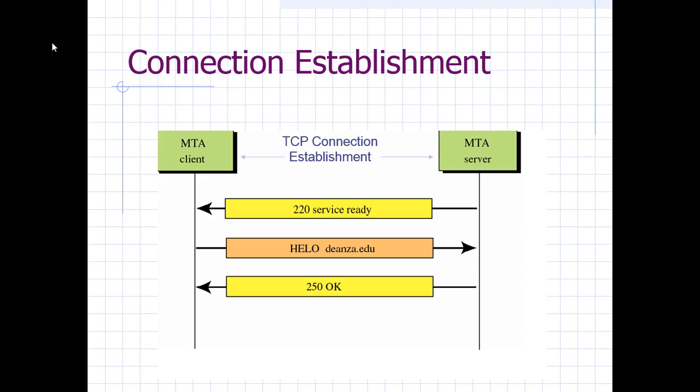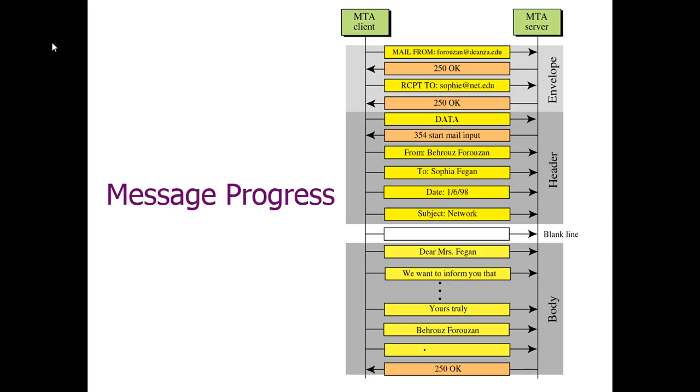The MTA server, the mail transfer server, would send a 220 service ready message to the MTA client, which acknowledges by HELO, and then 250 OK is sent from the MTA server to the client. This is how the TCP connection establishment happens in a simplified way.